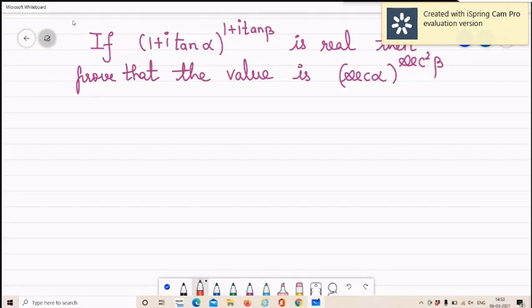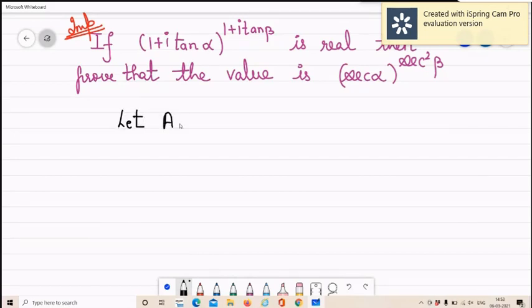I hope the question itself is understood. That it is given to us that 1 plus I tan alpha raised to 1 plus I tan beta is real. When we say real, it means what? The imaginary part is 0. So that you are supposed to remember. And from there you need to prove that the real answer is what? Sec alpha raised to sec square beta. Is it understood? So my starting part is going to be same as we have done in the previous sum. So let's start with that.